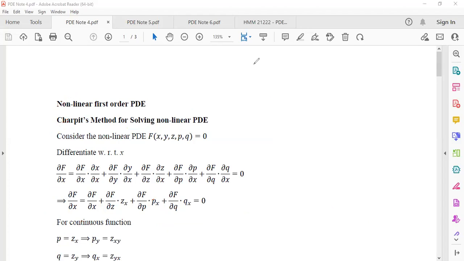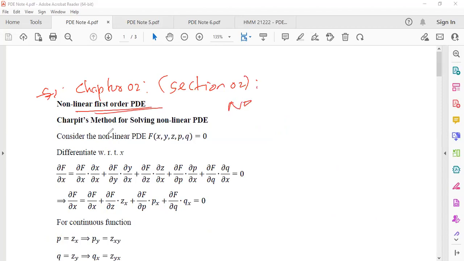Put the heading: nonlinear first order partial differential equation. That's section number 2. You can put it as section 2. I didn't get the time to type it, so chapter 2, section 2, which is nonlinear first order partial differential equation.